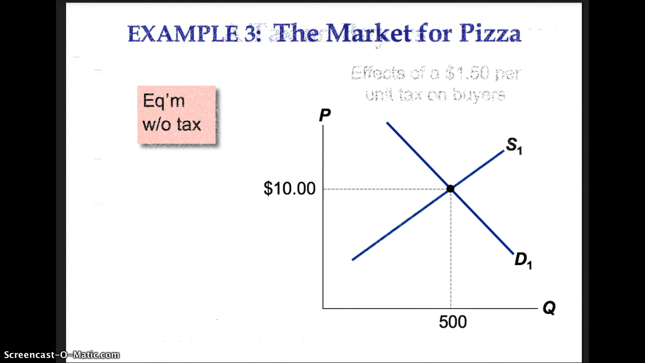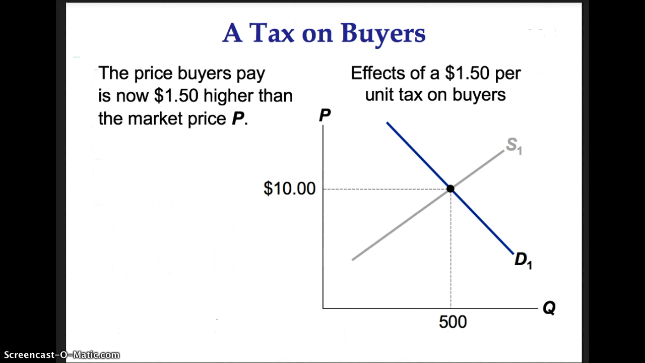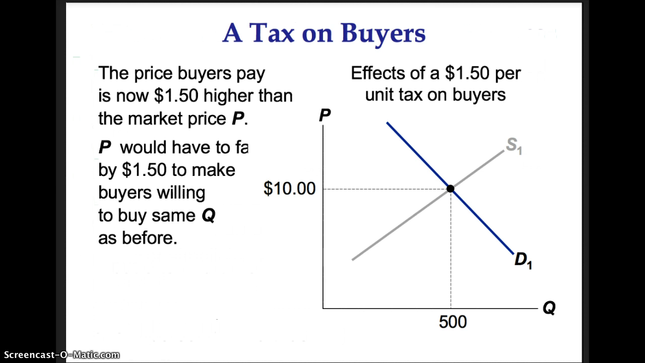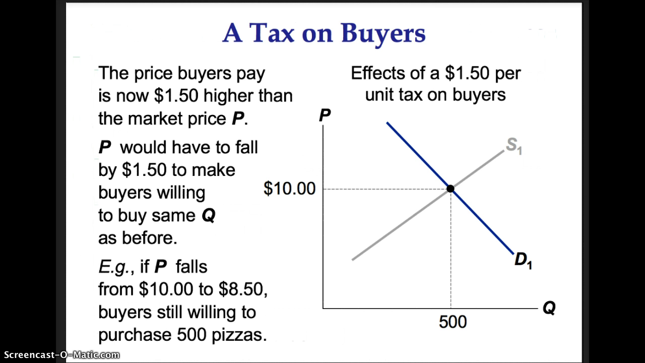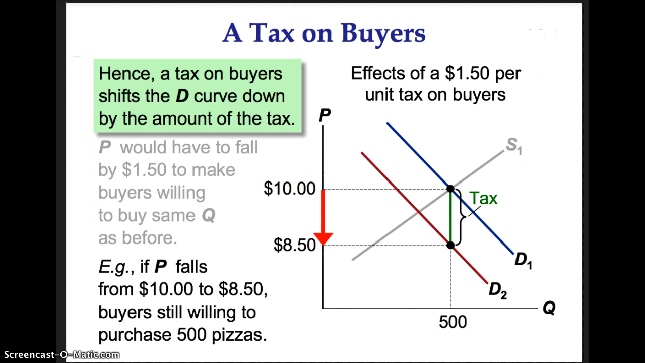Let's suppose the government levies a tax on buyers of $1.50 per unit. Buyers will have to pay $1.50 above equilibrium price. Therefore, price would have to fall by $1.50 in order to make consumers willing to buy the same quantity as before. If price falls down to $8.50, buyers are still willing to purchase 500 pizzas. A tax on buyers shifts the demand curve by the amount of the tax.